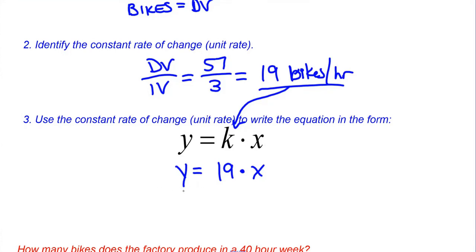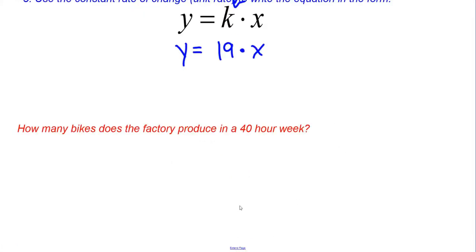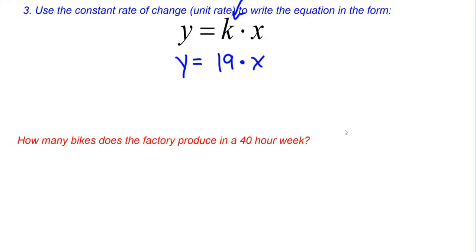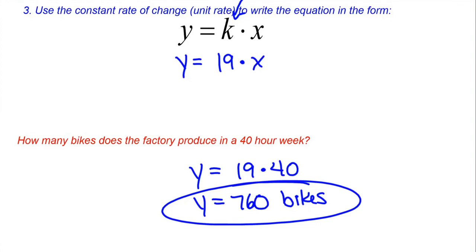And so this equation right here can be used to figure out the number of bikes for any number of hours. So how many bikes does the factory produce in a 40-hour week? So bikes equals 19 times the number of hours, which would be 40, and 19 times 40 is 760. So this factory could produce 760 bikes in 40 hours.